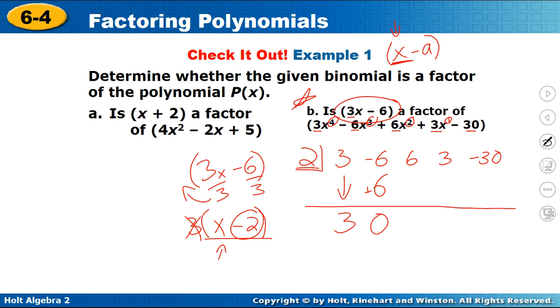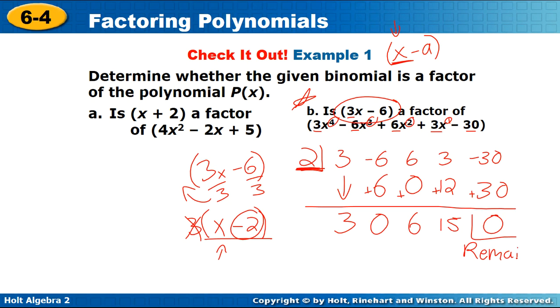-6 plus 6 is 0. Multiply again. 0 times 2 is 0. 6 plus 0 is 6. 6 times 2 is 12. And 3 plus 12 is 15. 15 times 2 is 30. And negative 30 plus 30 is 0. So, notice what my remainder is. My remainder is 0, which means that x minus 2, my binomial here, is a factor.